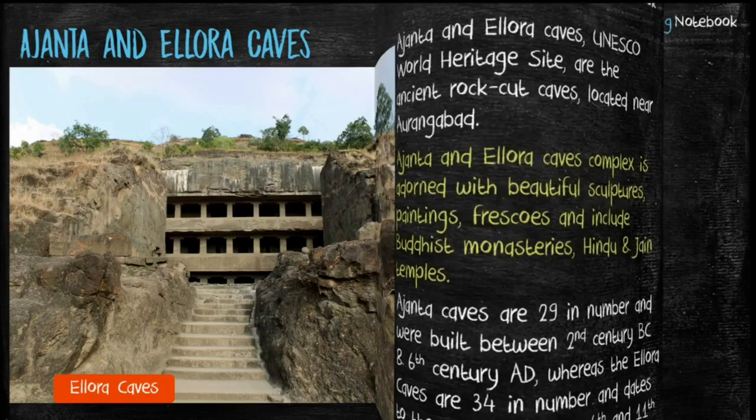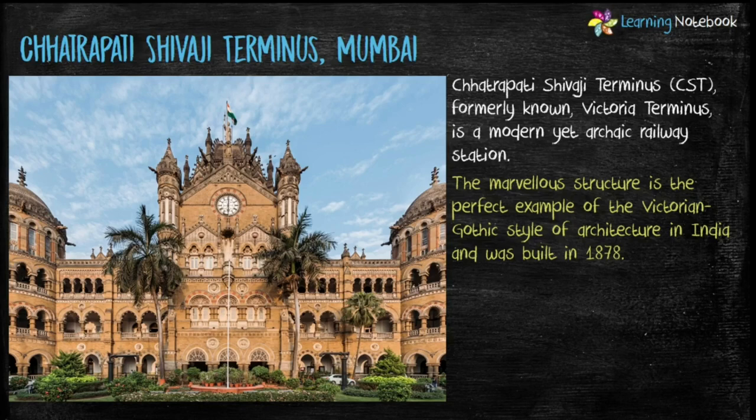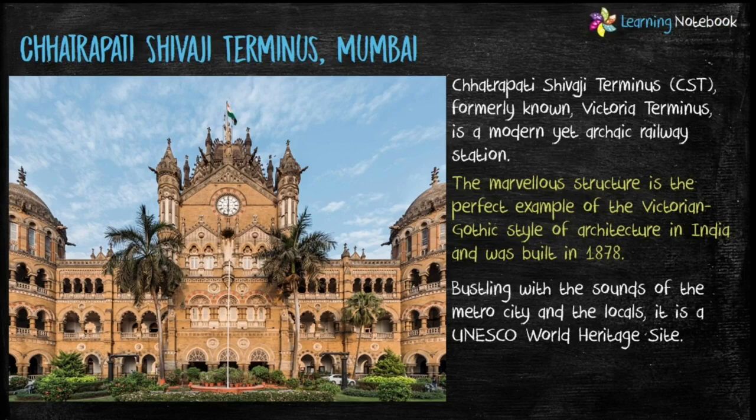Next heritage place of Maharashtra is Chhatrapati Shivaji Terminus. It was formerly known as Victoria Terminus. This marvelous structure is the perfect example of the Victorian Gothic style of architecture in India. It was built in 1878 and it is a UNESCO World Heritage Site.